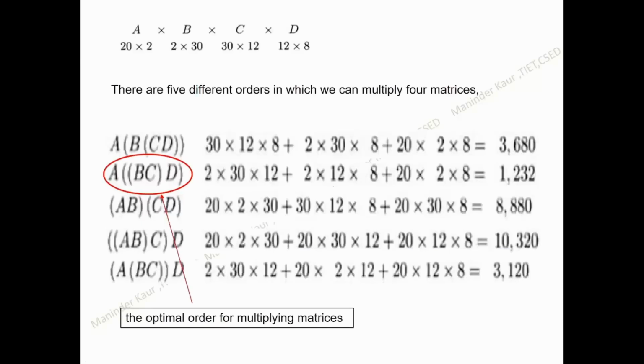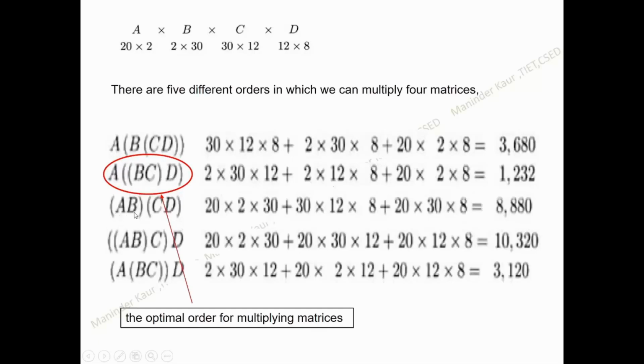Now this is one more example where we want to multiply a chain of matrices, with the dimensions given here, and there are 5 different orders in which these 4 matrices can be multiplied. These are different orders. First CD is multiplied, then it is multiplied further by B. This partial result is then multiplied by A. In this case, BC is first multiplied, then the resultant matrix of BC is multiplied by D, then this partial result is further multiplied by A, and so on.